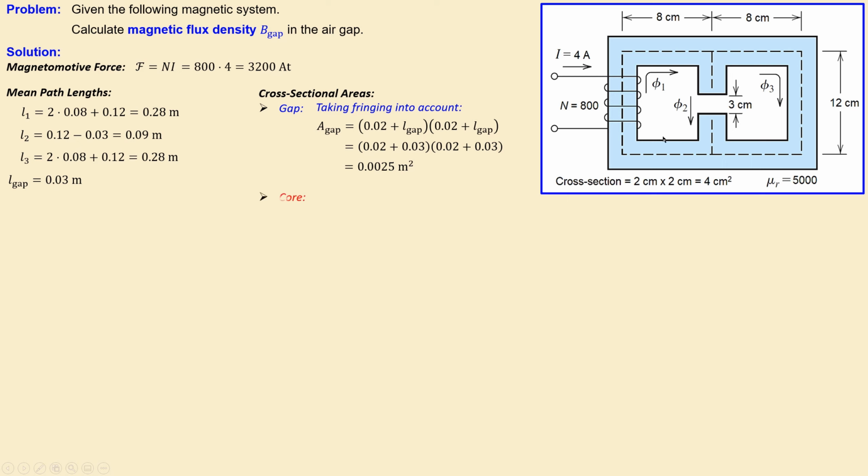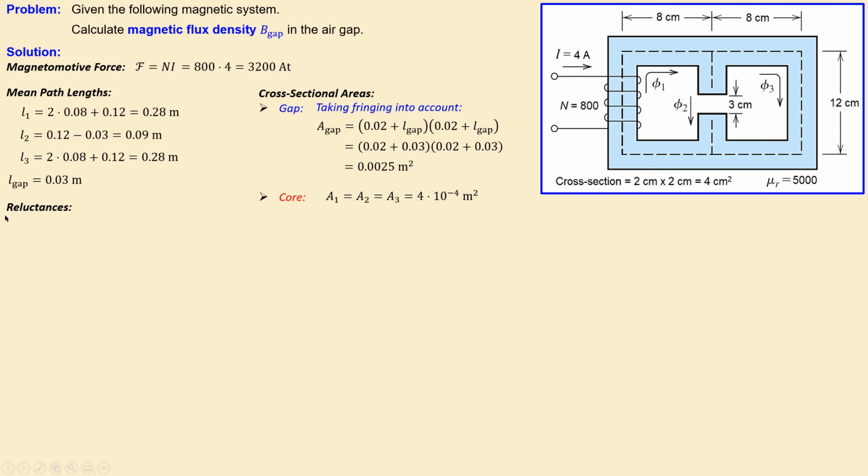Now for the core material, so that's actually for the left hand side, right hand side, and also for this middle part, excluding the gap, it is just A1 is equal to A2 is equal to A3. These are all 4 times 10 to minus 4 square meters. Of course, we need to convert this to square meters. And that is just what it is in terms of the cross-section area. This part is very important to take the fringing into account.